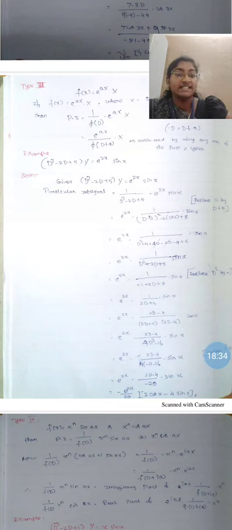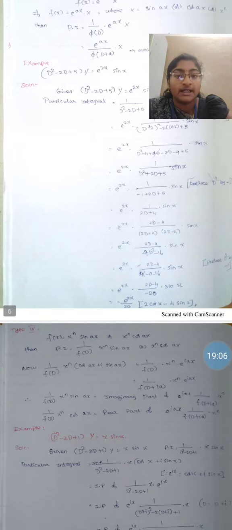There is a sine term in this, so we are using the type 2 formula, which is changing d square to minus a square. For sin x the value of a is 1, so minus 1 square, which is minus 1. So 1 divided by minus 1 plus 2d plus 5 into sin x. We are converting only d square, not d. So e power 2x times 1 by, 5 minus 1 is 4, 2d plus 4, into sin x.